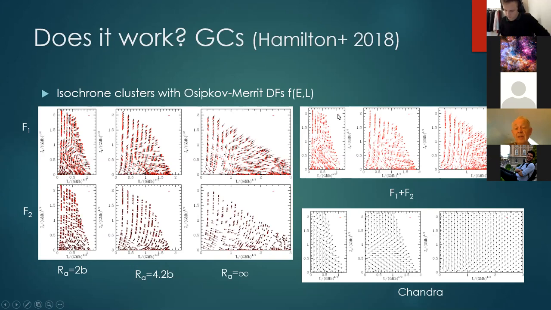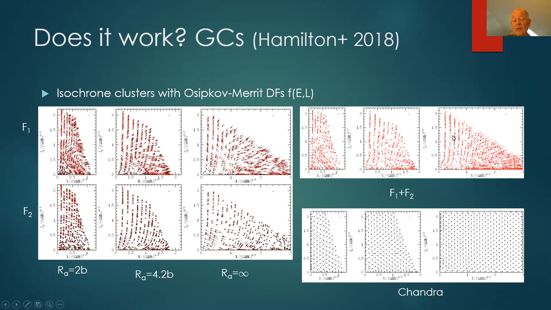Let's just concentrate on the total flux. So this is the flux within action space, how things are moving around in action space, for a highly anisotropic cluster on the left, and for an isotropic cluster on the right.